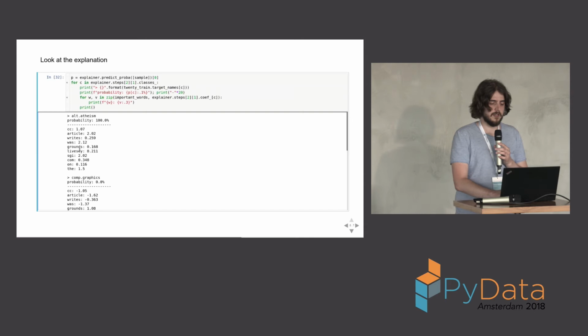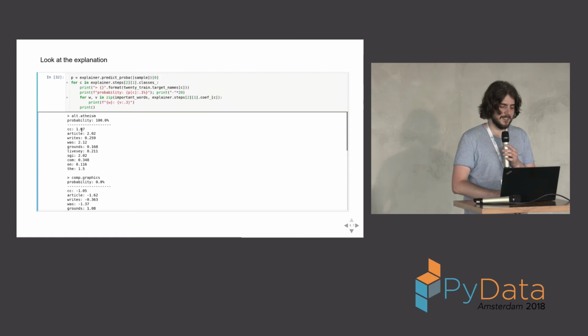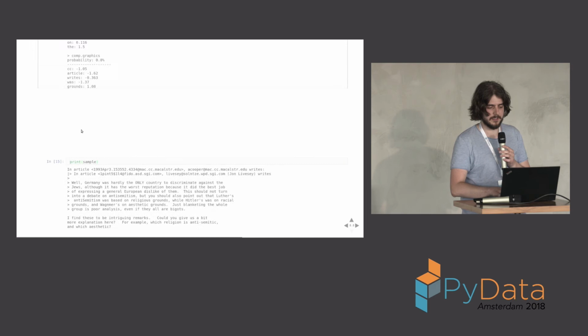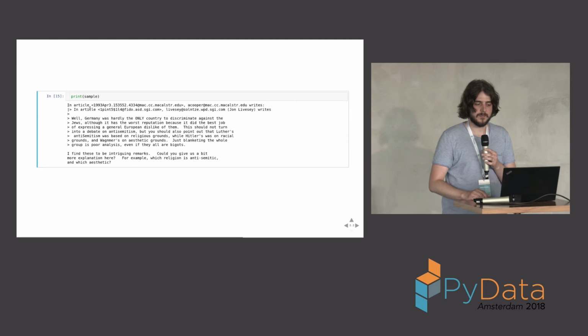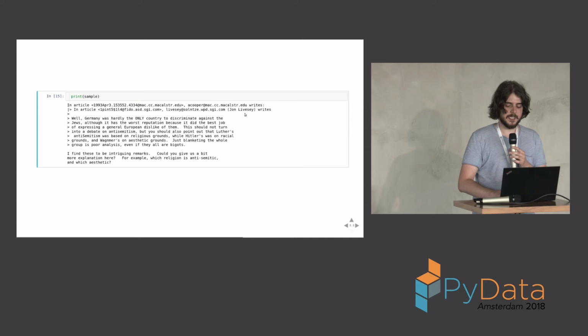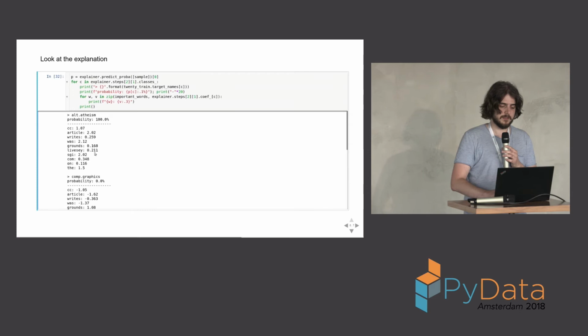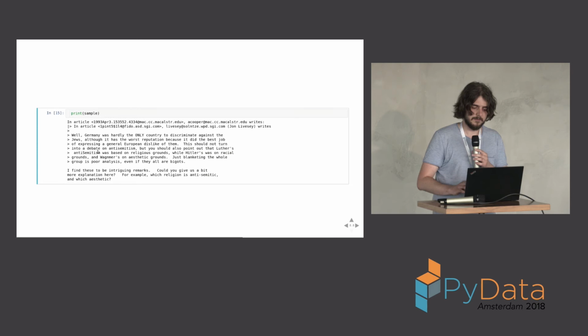For example, SGI has a pretty high weight, or article, or CC. And this is already a little bit suspicious. If we look at the sample again, SGI is obviously the domain of someone, and article often means it was an answer to something. Also life is obviously a bit stronger, not so strong in this case, but at least it's in the 10 important words. So probably this is something we don't want.